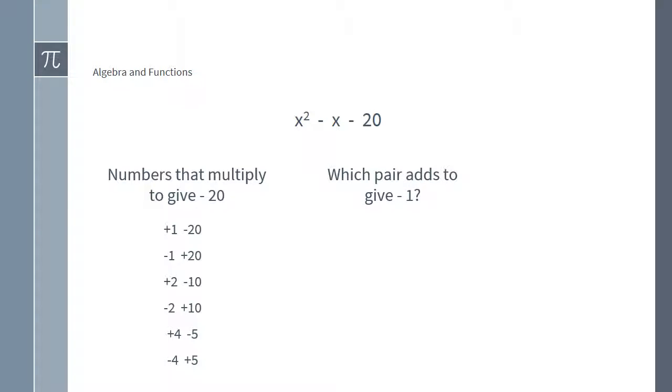Which of those pairs adds to give minus 1? Remember, although it says minus x in the middle, it really means minus 1x. There's a missing coefficient we don't bother to write because there is no need. Well, plus 4 and minus 5 add to give minus 1. So the brackets originally were x plus 4, x minus 5.